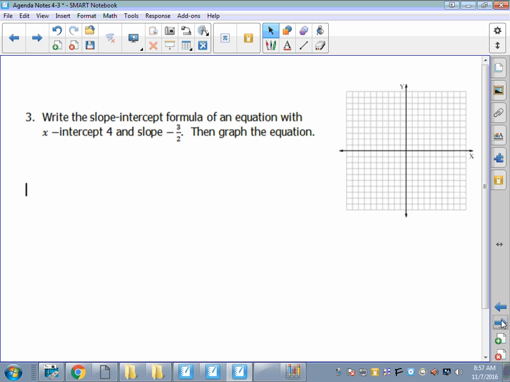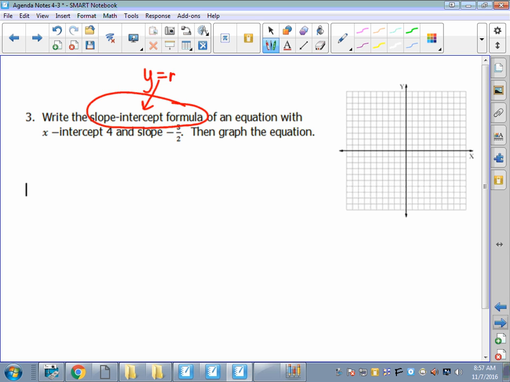Now, let's do example number 3. It says write a slope-intercept formula of an equation, y equals mx plus b, be careful, with an x-intercept of 4 and a slope of negative 3 over 2.